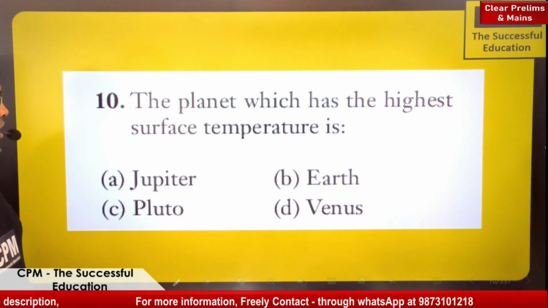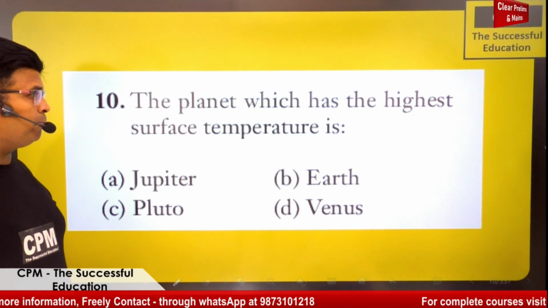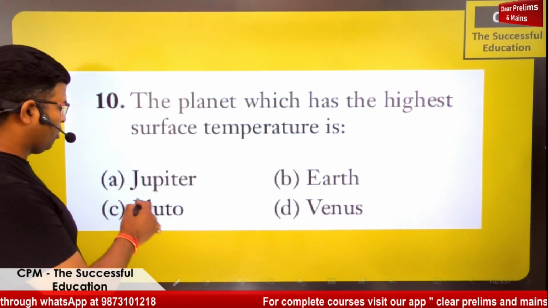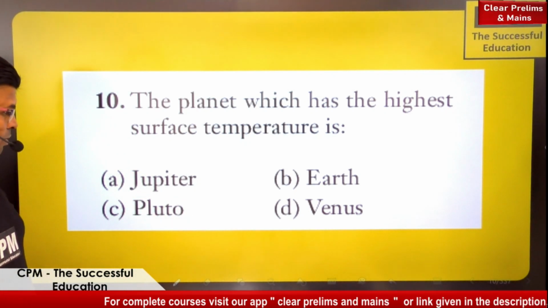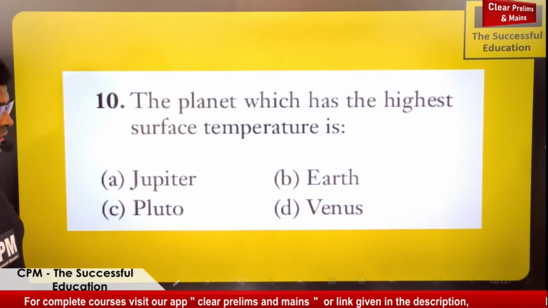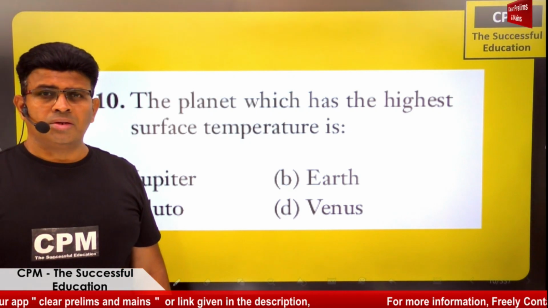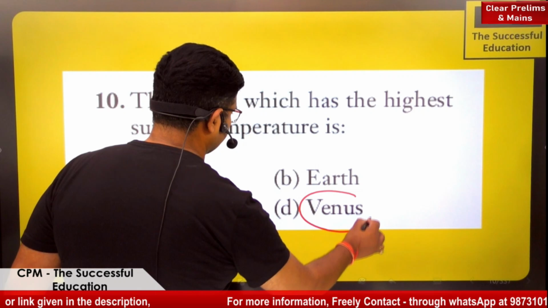The next question that we'll see, the planet which has the highest surface temperature is: option A Jupiter, B Earth, C Pluto, D Venus. And the correct option is Venus.